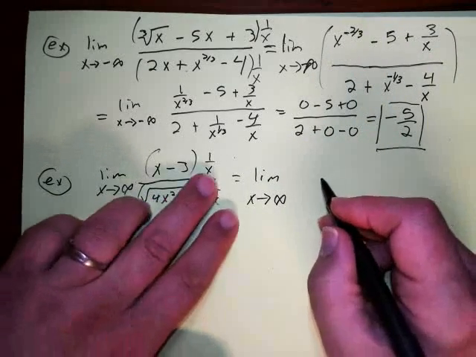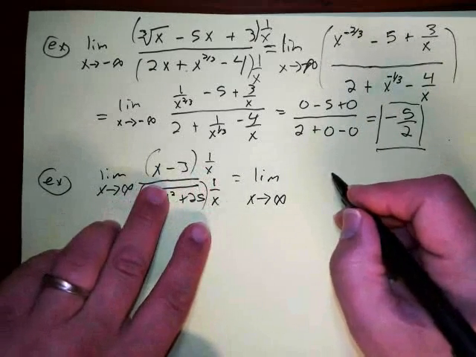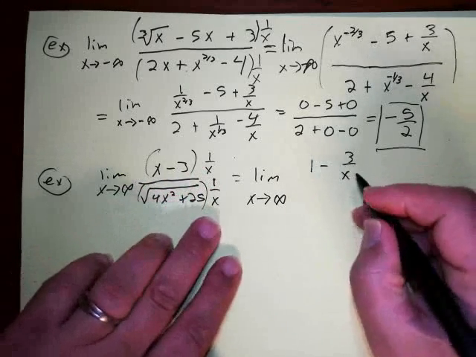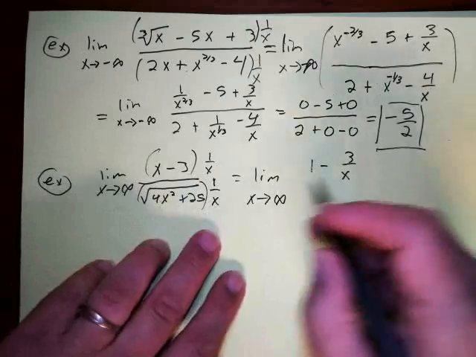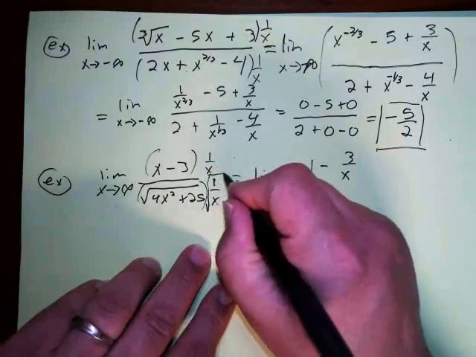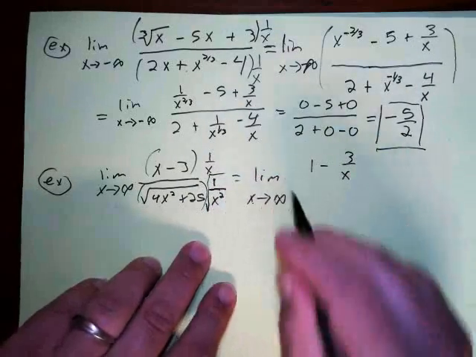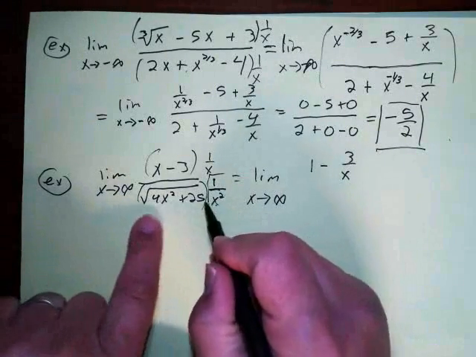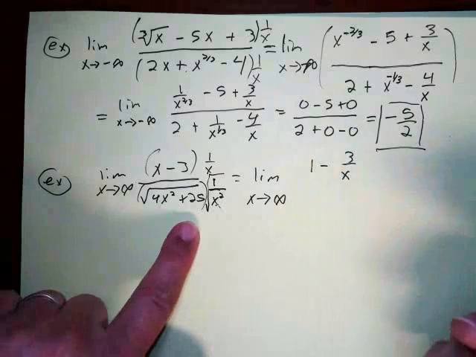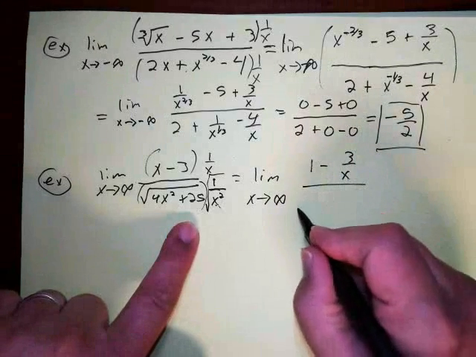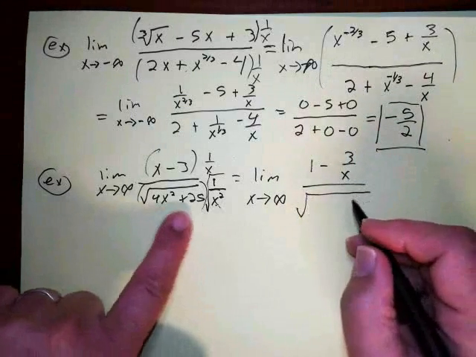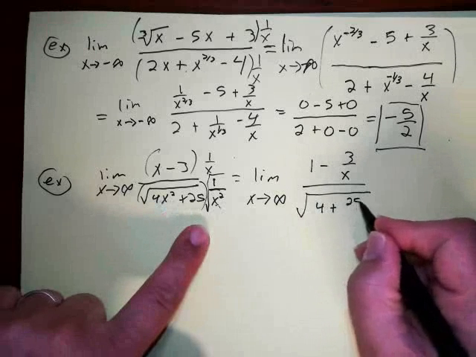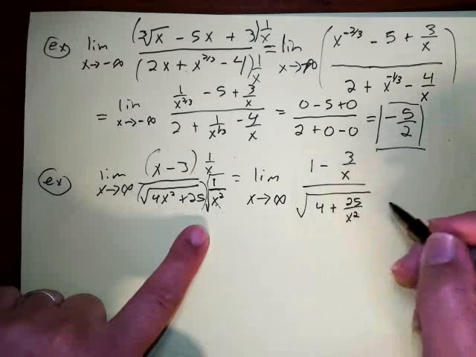And so when I distribute that, that just gives you 1 minus 3 over x. Now this, I could write over a square root with a square there, and it would be the same thing. Then I could combine the square roots, and distribute the 1 over x squared over both of those. If I did that, I would get 4 plus 25 over x squared.